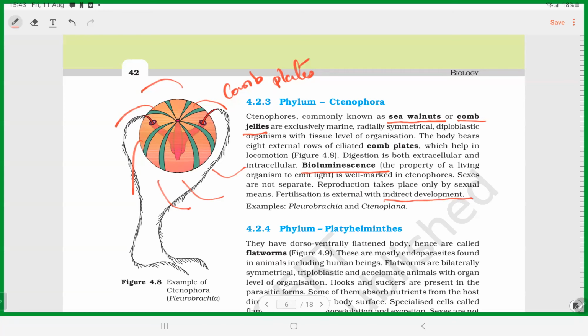The key points are: they are commonly known as sea walnut. That's the first key point. Then they are exclusively marine, the second important point. Third, radial symmetry. And fourth, diploblastic organism, meaning only well differentiated endoderm and ectoderm are present, with undifferentiated mesoderm or mesoderm absent. That's the main thing.